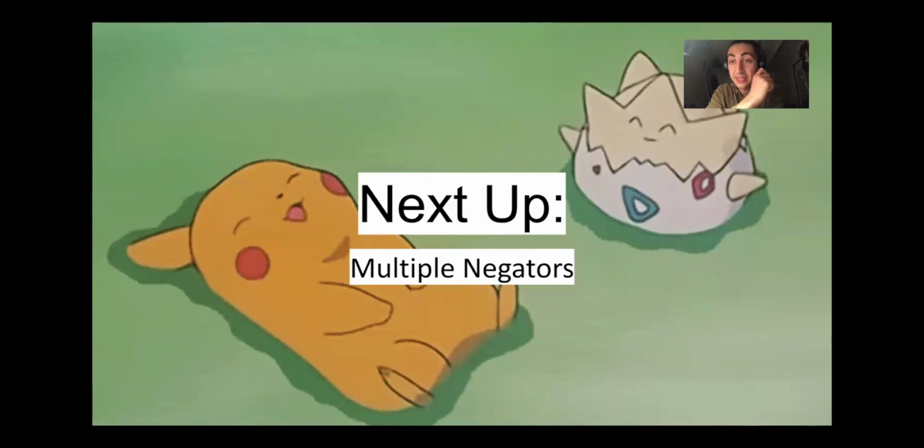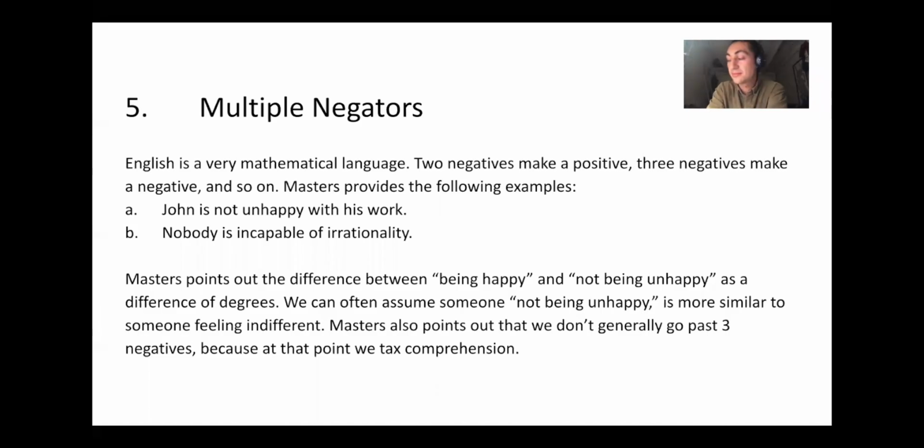Next up, multiple negators. Masters talks about how English is a very mathematical language. Two negatives make a positive, three negatives make a negative, and so on. Masters provides the following examples. A, John is not unhappy with his work. B, nobody is incapable of irrationality. So let's look at that first one. Masters is pointing out the difference between being happy and not being unhappy. He points it out as a difference of degrees. We can often assume that not being unhappy is more similar to feeling indifferent.